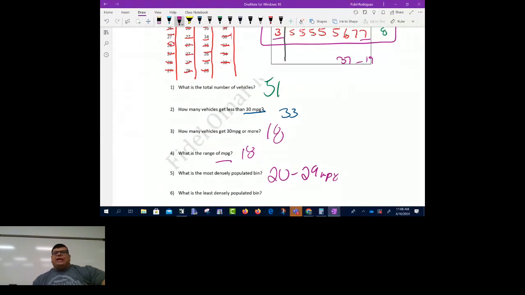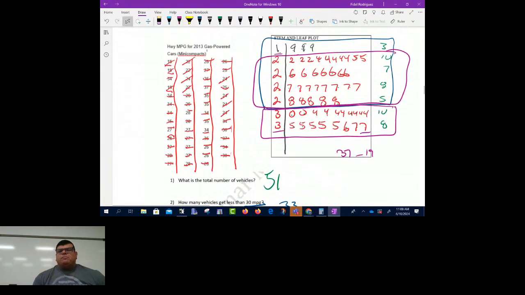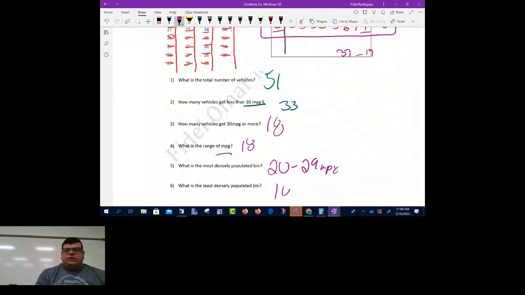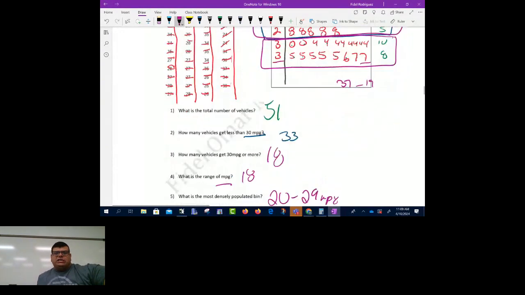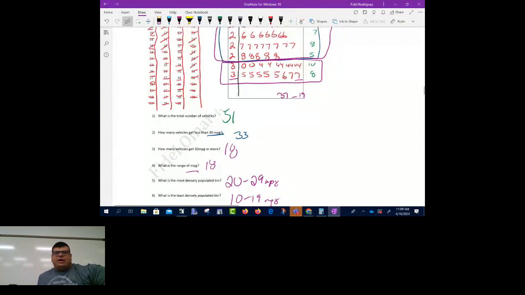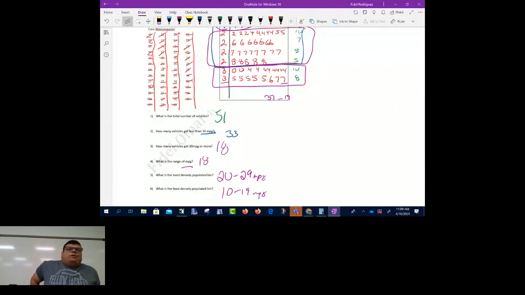And which is the one that had the least? So, y'all, the smallest one would be the ones in the teens, right? So that would be in the 10 to 19 miles per gallon range. And I know we didn't have any cars in the 10s, right? All we had were 19s, but that's in essence what they're asking me to find, okay? Again, it's just a way of organizing our information, just like the way we did with frequency tables, okay?